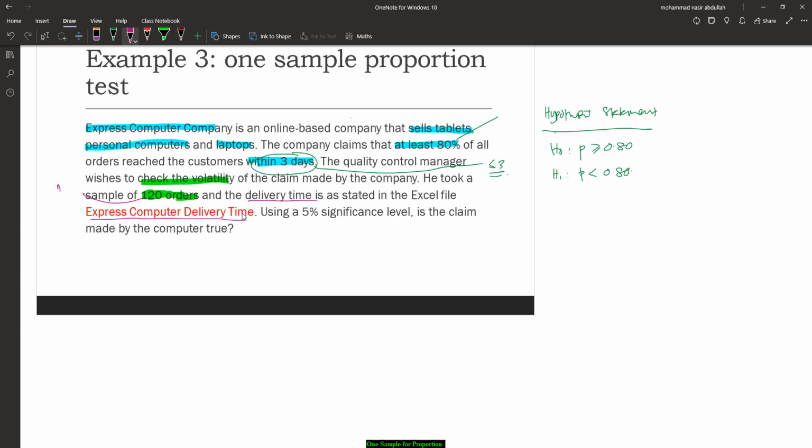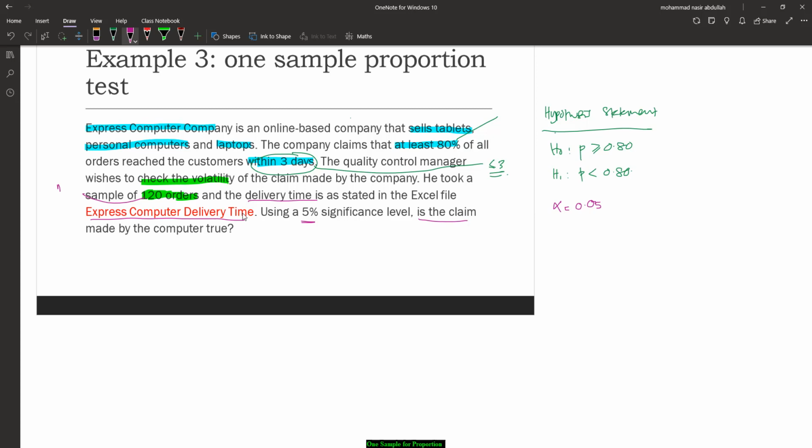Using a 5% significance level, our alpha here will be 0.05. We want to test whether the claim made by the computer company is true, that the orders will reach the customer within 3 days more than 80% of the time.